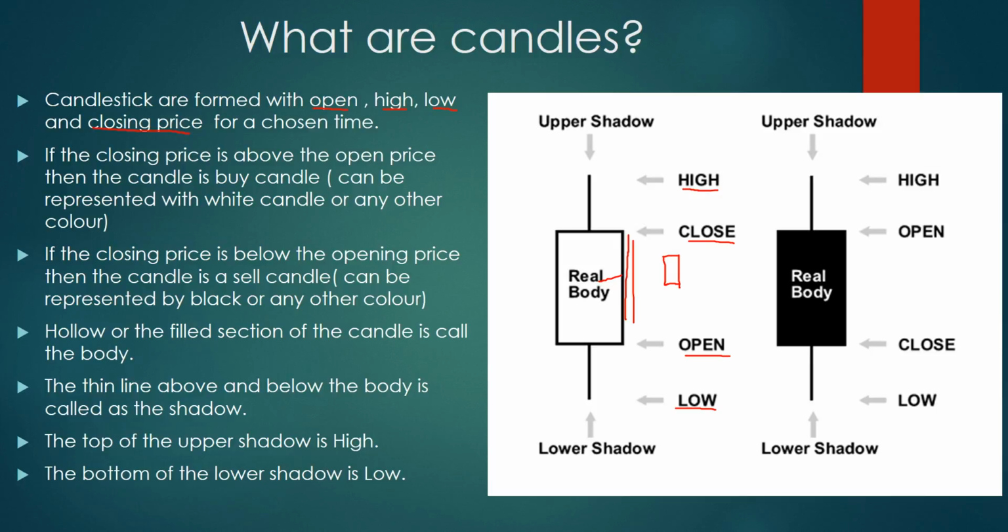The thin line above the real body and the thin line below the real body represents the shadow. The shadow which is formed on the upper side of the real body is called an upper shadow, whereas the shadow which is formed on the lower side of the real body is called a lower shadow.